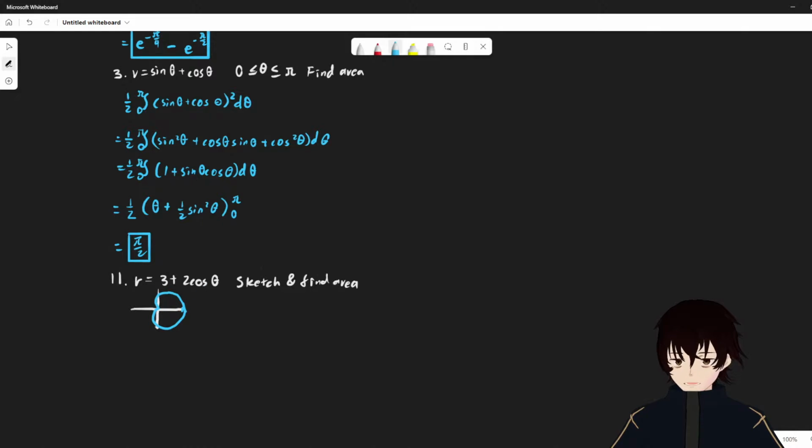I'm just too familiar with cardioids at this point. 3 plus 2, at 0 it's gonna be 5. 5, 0. And it does not collapse in on itself because 3 is greater than 2. To make a full circle, we would go from 0 to 2 pi. Therefore the integral shall be 1/2 from 0 to 2 pi of 3 plus 2 cosine theta squared d theta.